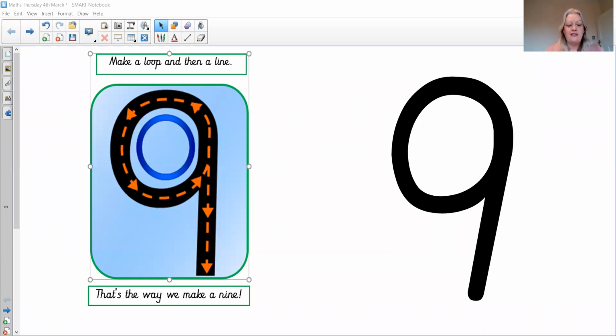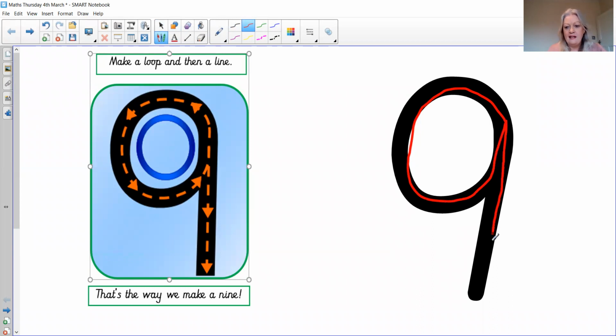So you know we need to practice our number formation first, so get your pens and paper ready, and we are doing the number 9, and the rhyme is make a loop and then a line. That's the way we make a 9. So let's get my pen. We make a loop all the way around, make a loop, and then a line. That's the way we make a 9. We make a loop as if we were doing a 0, and then a line down. That's the way we make our 9. So pause your video whilst you practice forming your number 9s.